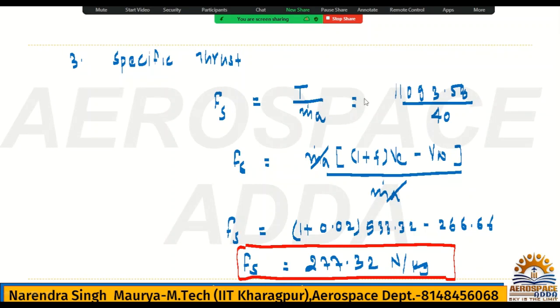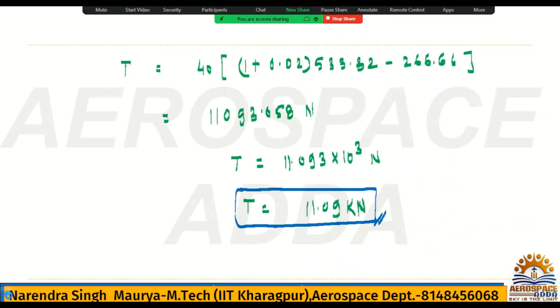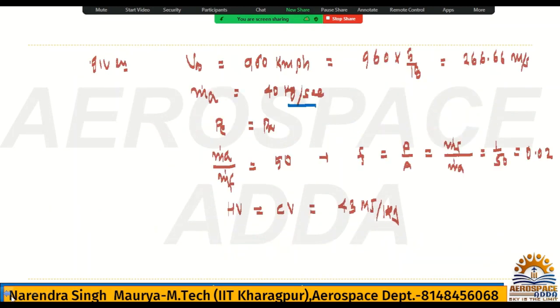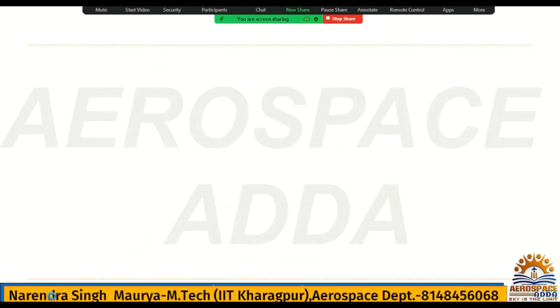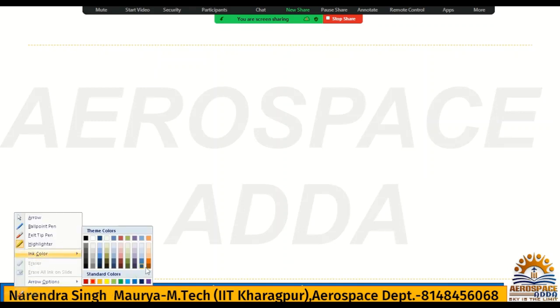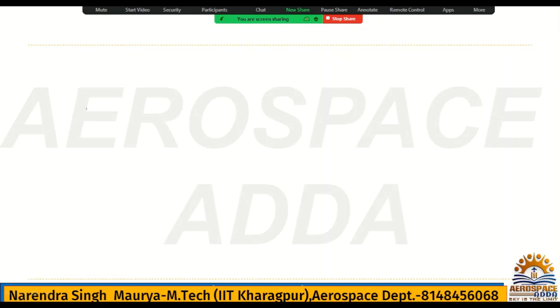What is the next value we need to calculate here? Check. Specific thrust is done, and the next one is thrust power. Okay, so thrust power we need to calculate. Third is done. Fourth number. What is the fourth number? Fourth number is thrust power. I told you it will be denoted by TP, thrust power. Okay.